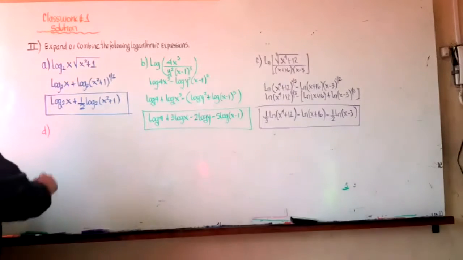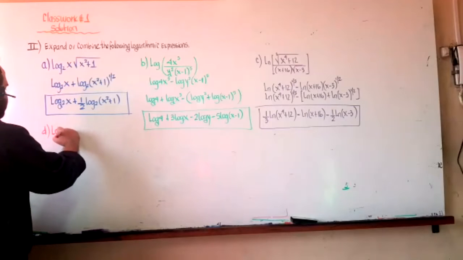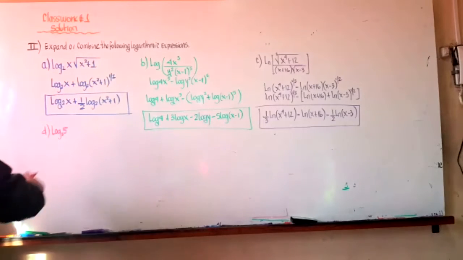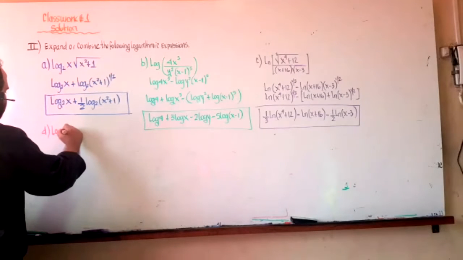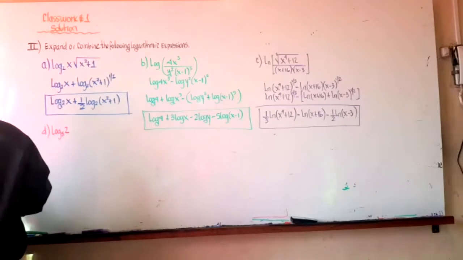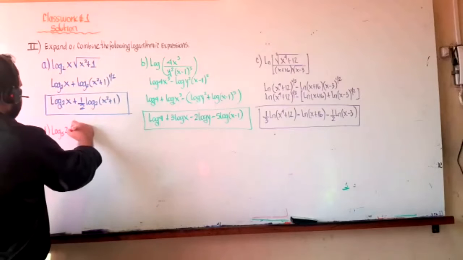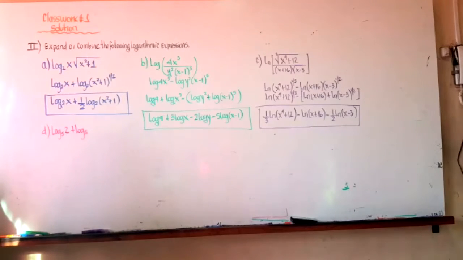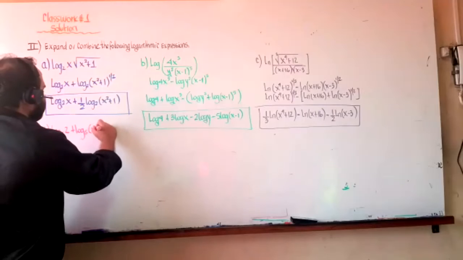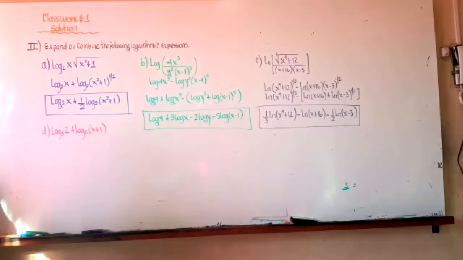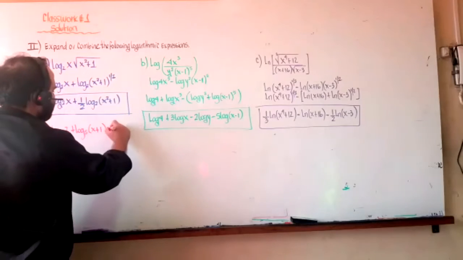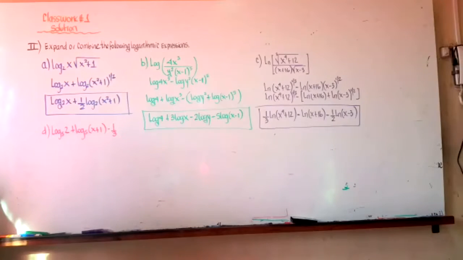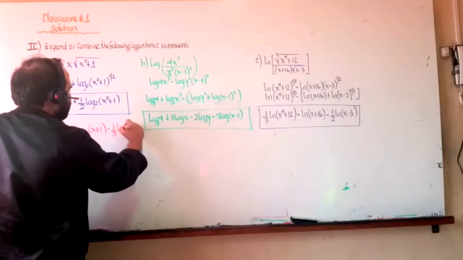We have log base 5, log 2, plus log base 5, parentheses x plus 1, and subtracting 1/3 log 3x plus 7.